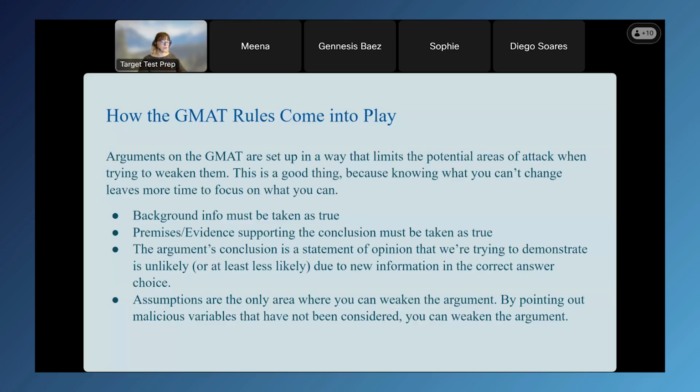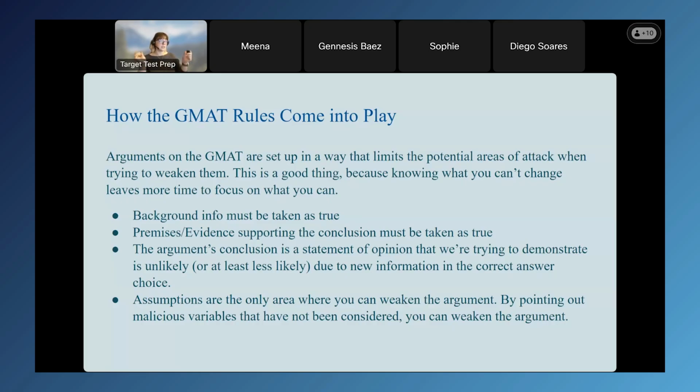So we are trying to demonstrate through malicious variables that in the case of weakening, the conclusion is unlikely or at least less likely. It doesn't have to be completely unlikely, just less likely than it would be otherwise, given the new information the correct answer provides us. So in weaken the argument, an answer choice will give us some new information that isn't part of the original argument, and that new information should make the conclusion less likely than it was before we had that new information.